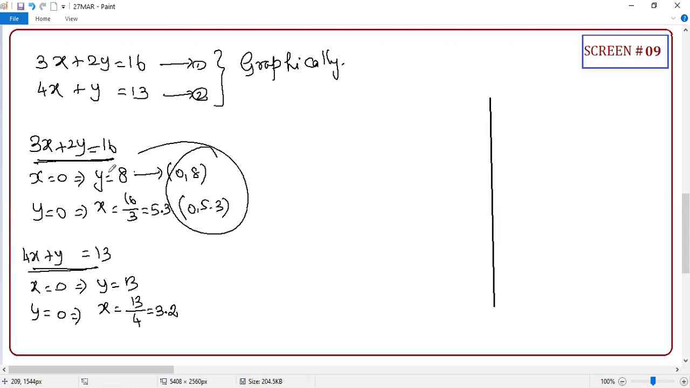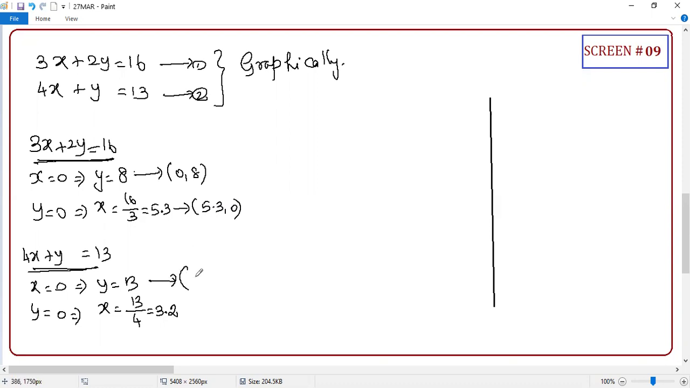Correct or not? Say yes or no? Yes, sir. No, something is wrong. Guys, who can tell me what is wrong? 5.3, 0. Yes, please remember always x comes first.